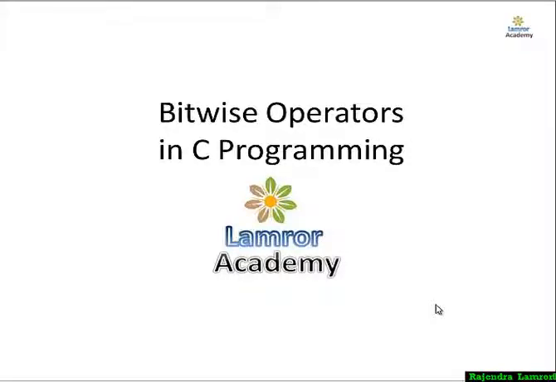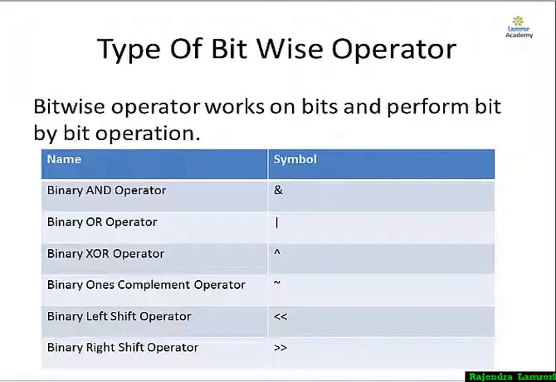I am telling about the bitwise operator in C programming. It is one of the biggest parts that students try to understand but are not able to understand. So I am telling about it in a simple way: what the bitwise operator is and how to use it. Basically, there are 6 types of bitwise operators: binary AND operator, binary OR operator, binary XOR, binary ones complement, left shift operator and right shift operator.